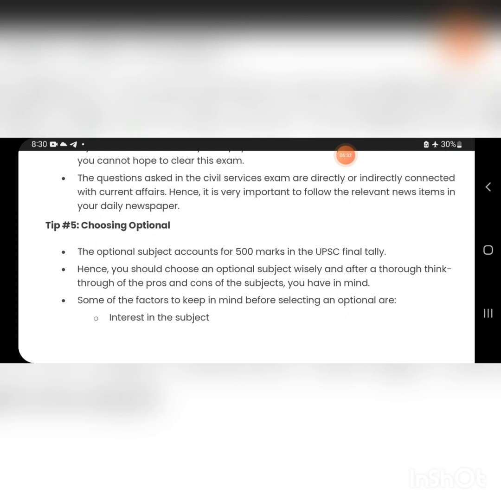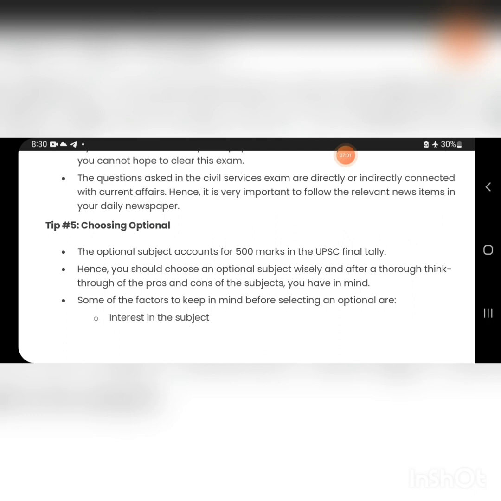Now the point number 5 we are going to discuss is choosing the optional. The optional subjects account for 500 marks in the UPSC final tally. Hence, you should choose an optional subject wisely, after thoroughly thinking through the pros and cons of the subjects you have in mind.